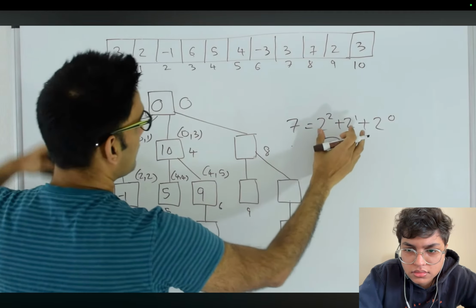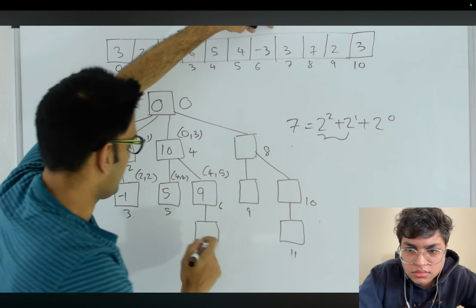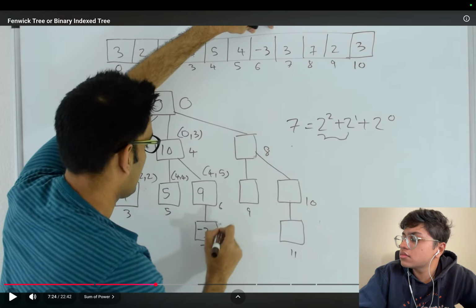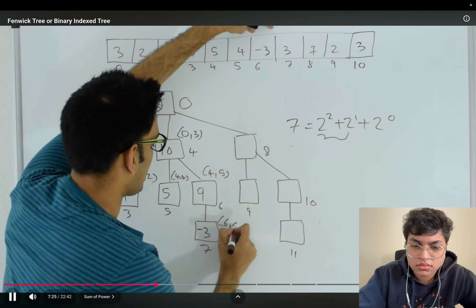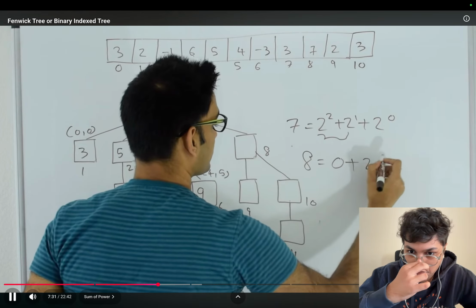If you combine these two, 2 raised to 2 plus 2 raised to 1, so starting from 6, the sum of next one element will be stored here. So that's minus 3. And this is storing 6, 6. Let's look at 8. 8 is 0 plus 2 raised to 3.